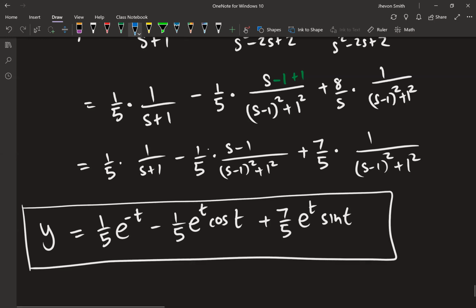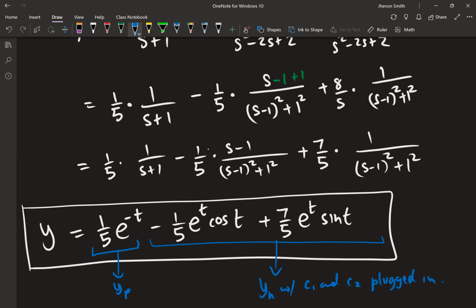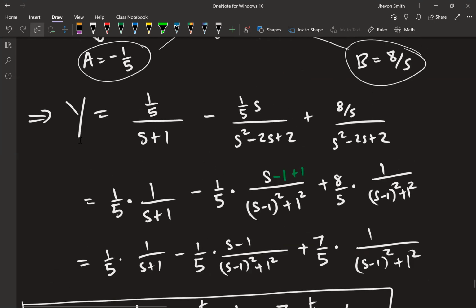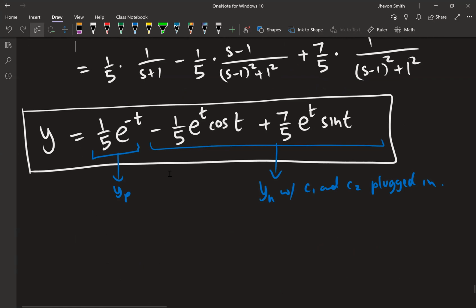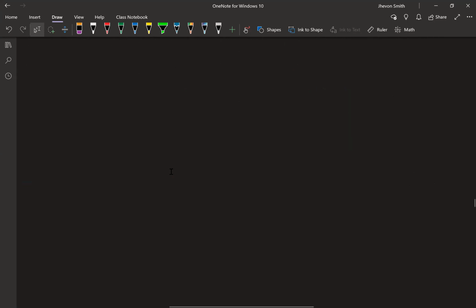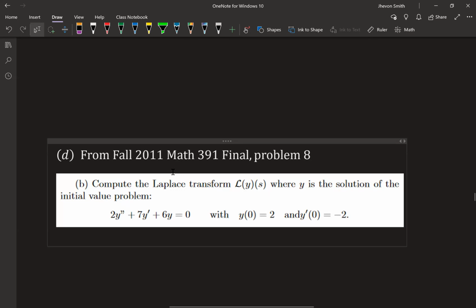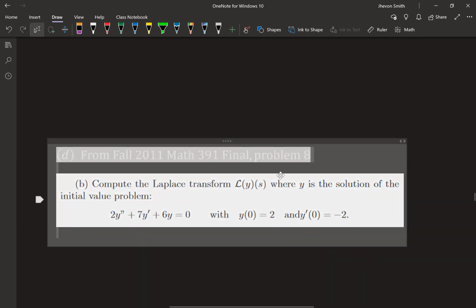By the way, your intuition hopefully tells you that this guy is going to be what your yp was, and this guy here is going to be your yh with C1 and C2 plugged in. So that is our guy. Okay, so this here is a final.